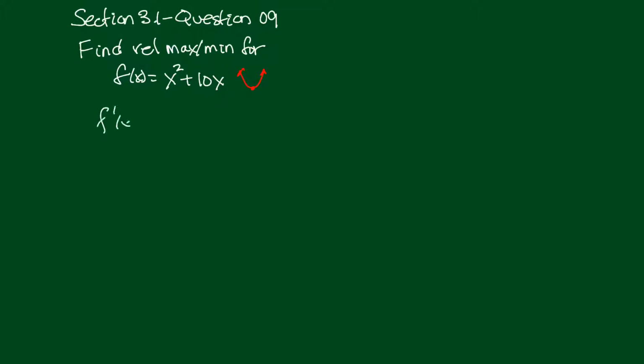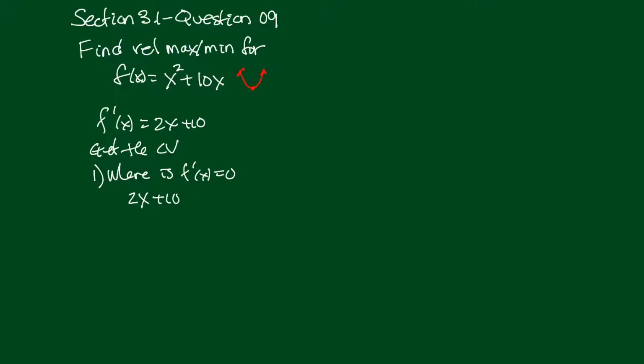We're going to first of all start by finding the derivative, which is going to be 2x plus 10. And now let's get the critical values. So we'll ask our questions. Number one, where is f prime of x equal to 0? We're going to have our derivative 2x plus 10 equals 0. So 2x is negative 10, x is negative 5. So we've got a critical value here at x equals negative 5.